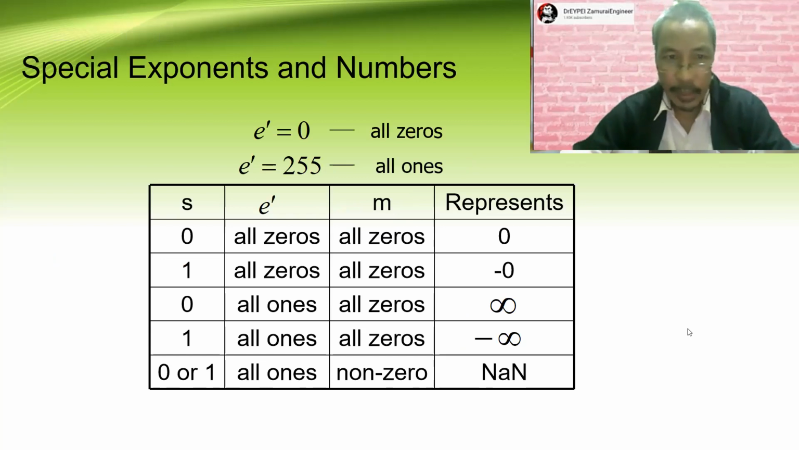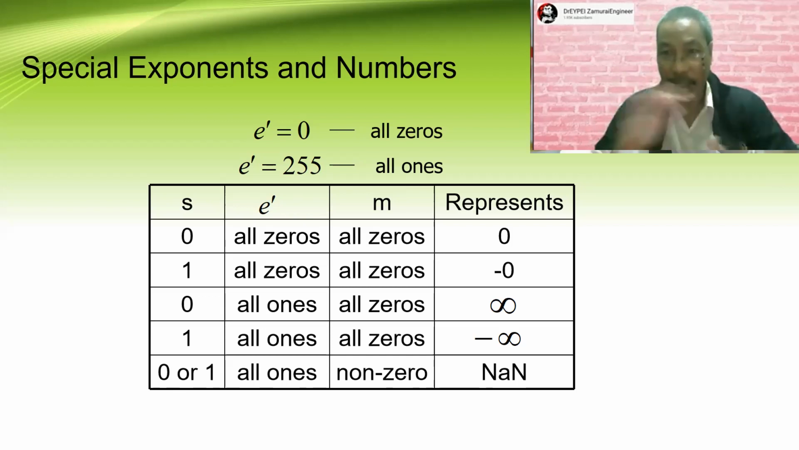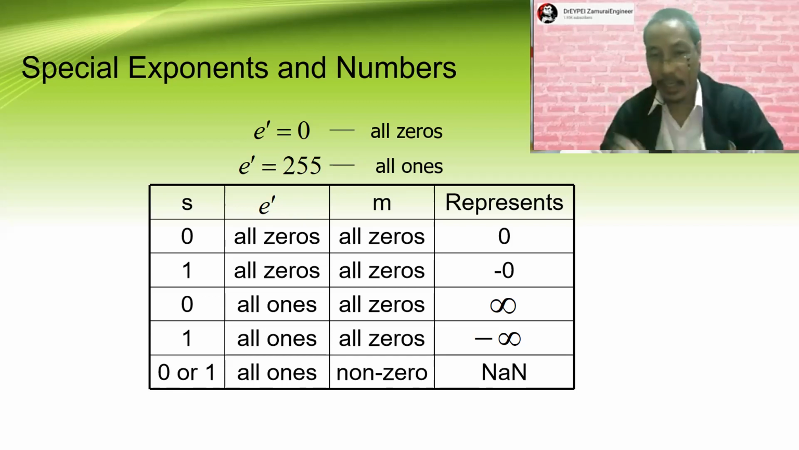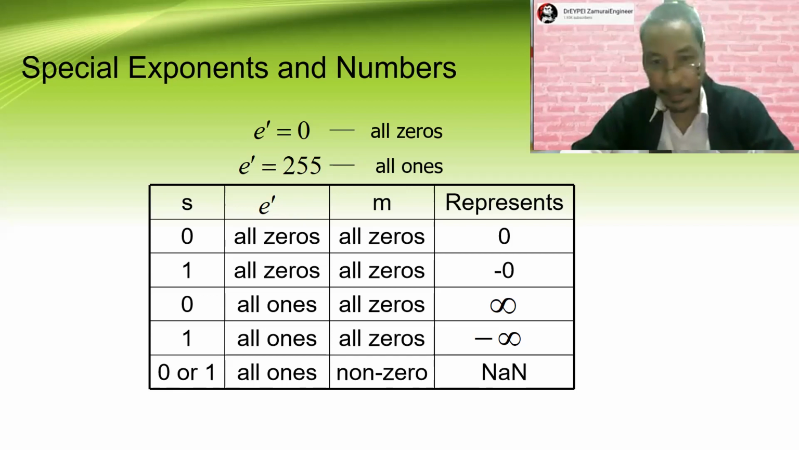Okay? Special exponents and numbers, continued. So, E prime equal to 0 is all zeros. E prime equal to 255 is all 1s. If you confirm that in your calculator, that will give you the same answer. Okay? 255 means there are eight 1s. Put it into your calculator under binary, eight 1s, then convert it to decimal. It will become 255. Okay? You can do it using your calculator.